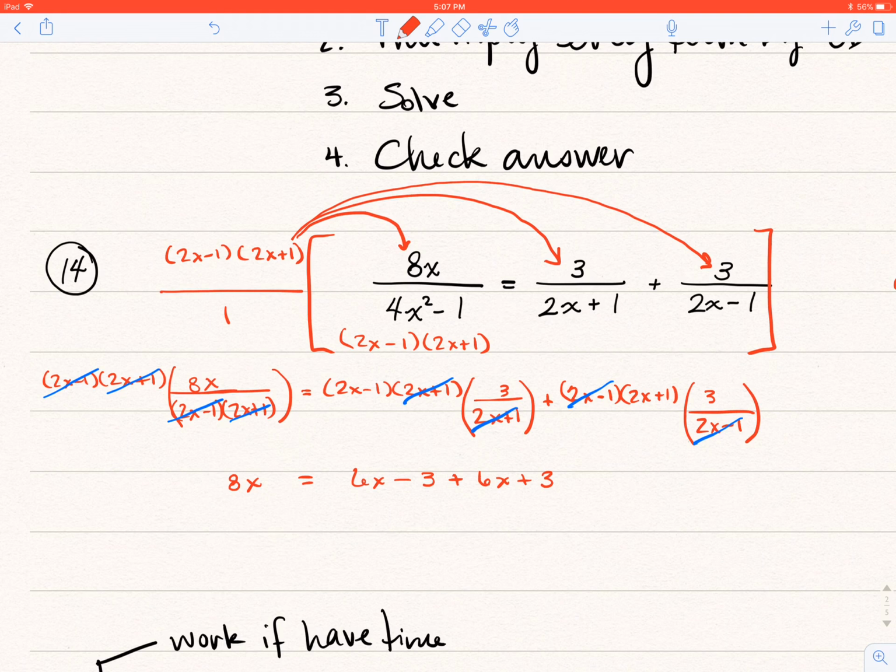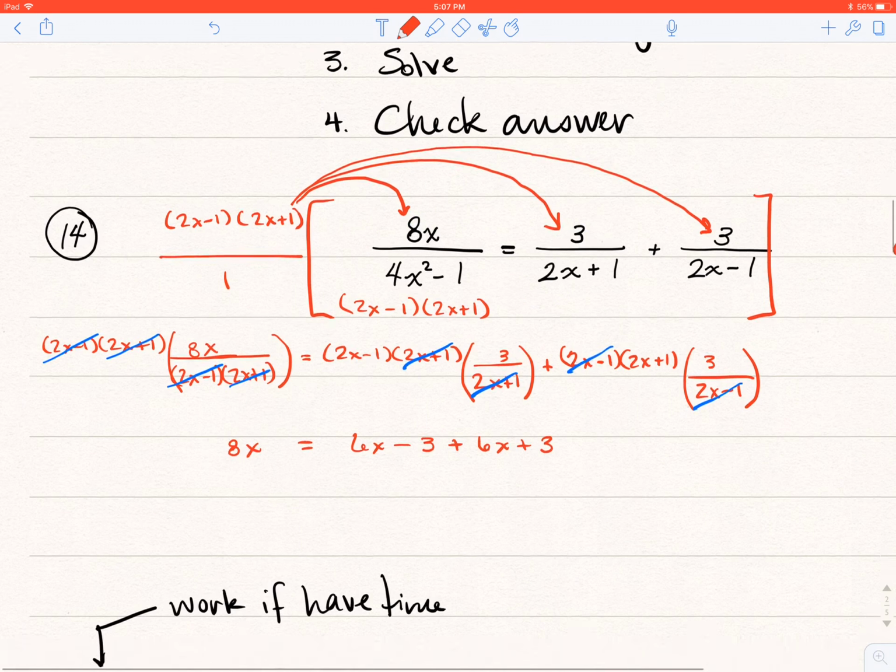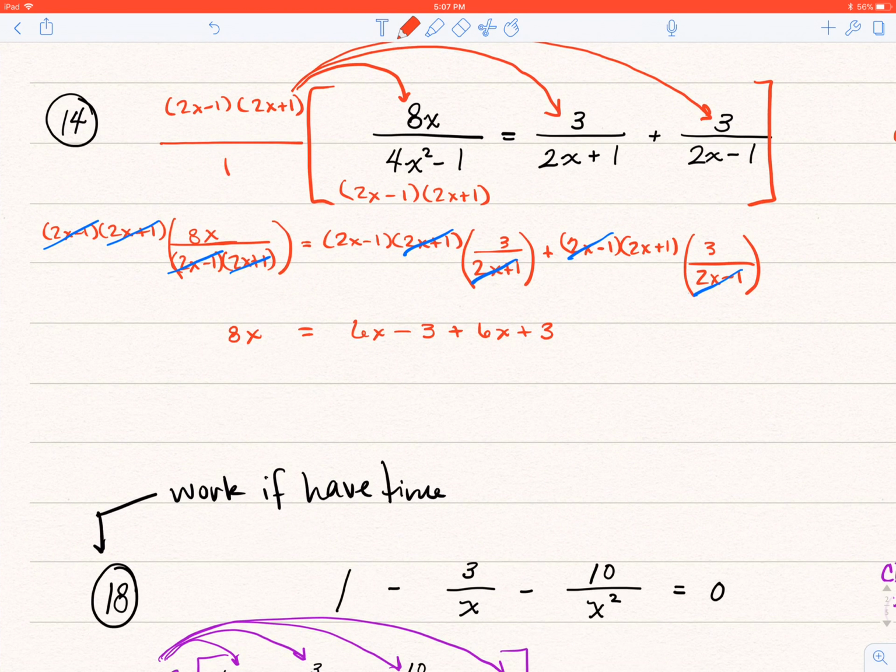Now, I think you would agree with me that this equation to solve is much, much, much simpler than the original equation was that I had to solve. But folks, these are equivalent equations. So all I need to do now is simply combine like terms.